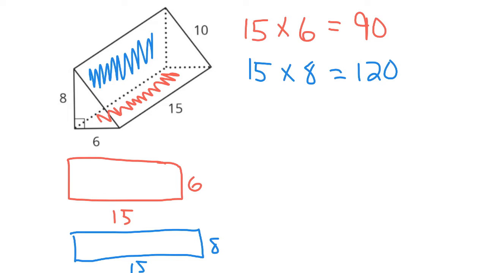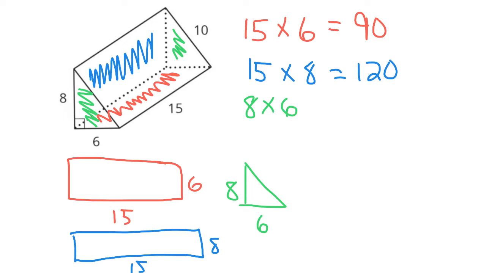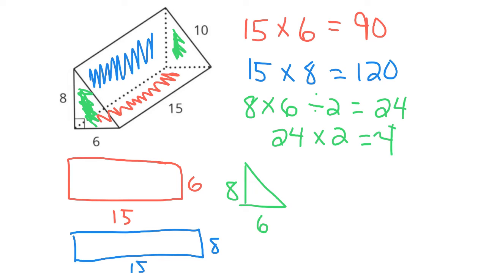Then we have two ends. We've got an end right here and an end right here. These are triangles, and these triangles have a base of 6 and a height of 8. So we're going to do 8 times 6 divided by 2. So 48 divided by 2 is 24, but there are two triangles. There's one here and there's one there. So we have to do 24 times 2 to give you 48.